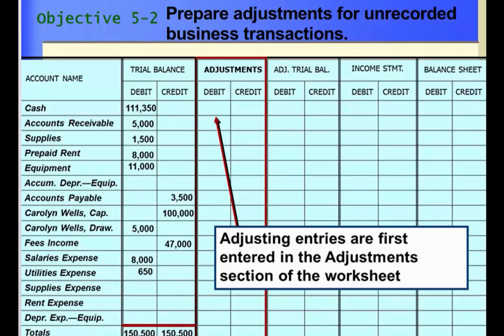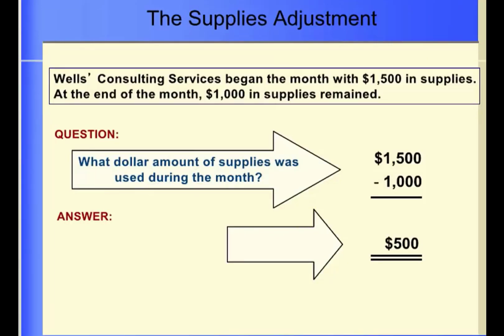Now it is time to move to the next set of columns. We need to prepare adjustments for unrecorded business transactions. Let's make some adjustments. The process of updating accounts at the end of an accounting period for unrecorded items that belong to the period is referred to as making adjustments or adjusting entries. The adjustments are made in the adjustments column.